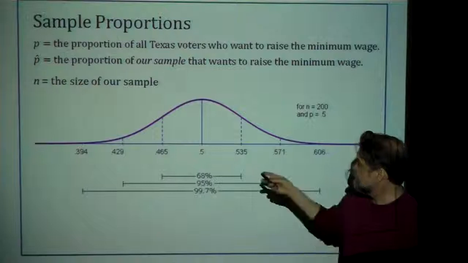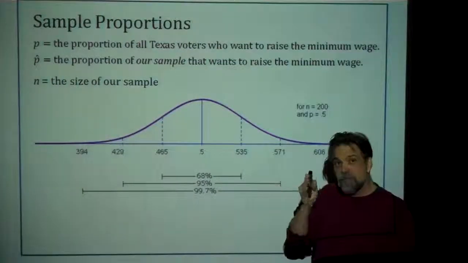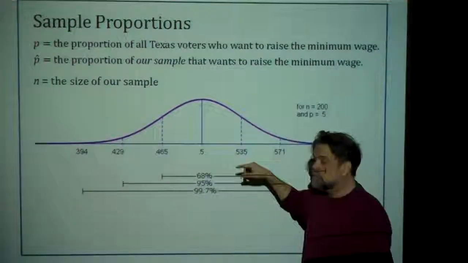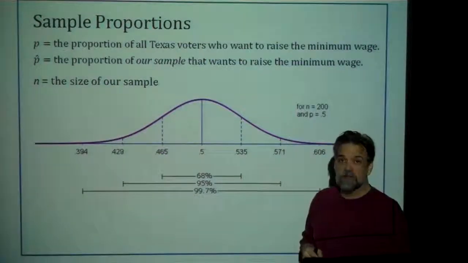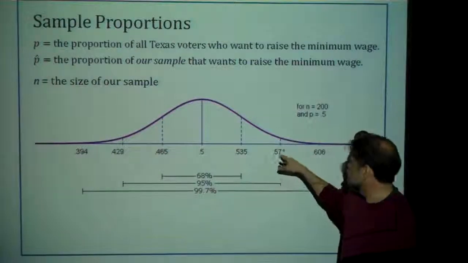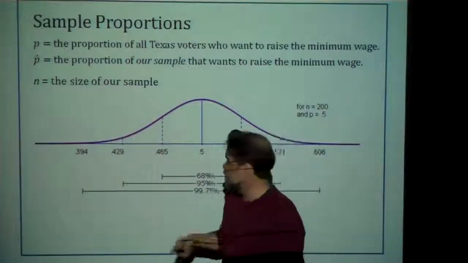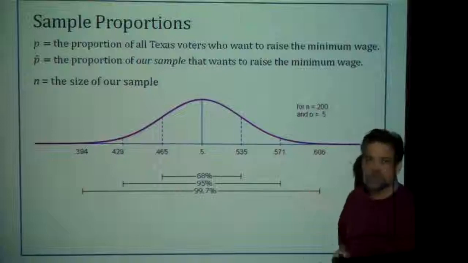So what this says is there's a 68% probability that my p hat, my sample proportion, will be between 0.465 and 0.535. There's a 95% probability that my p hat is going to be between 0.429 and 0.571. There's a 99.7% probability, extremely likely, that it'll be between 0.394 and 0.606.